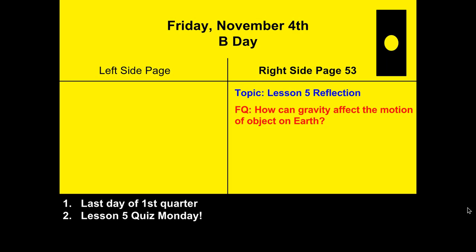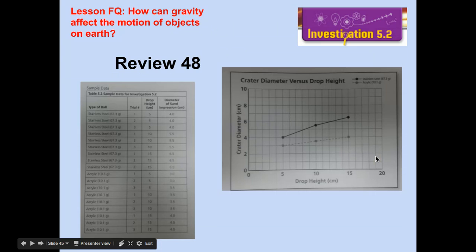And our focus question today goes back to the original question: how can gravity affect the motion of objects on Earth? Quick reminder: today is the last day of first quarter, and the lesson 5 quiz is on Monday.